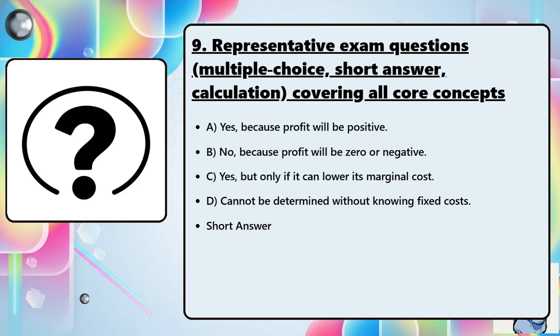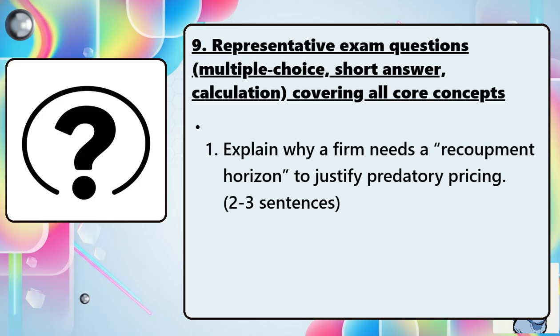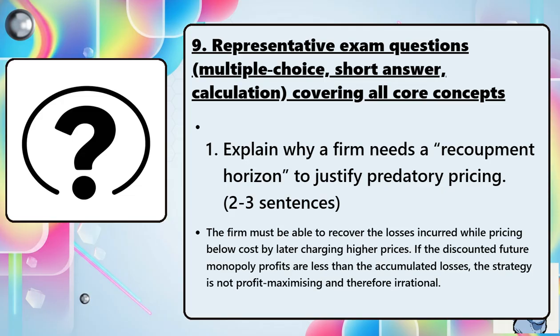Short answer. 3. Explain why a firm needs a recoupment horizon to justify predatory pricing. 2 to 3 sentences. The firm must be able to recover the losses incurred while pricing below cost by later charging higher prices. If the discounted future monopoly profits are less than the accumulated losses, the strategy is not profit maximizing and therefore irrational.